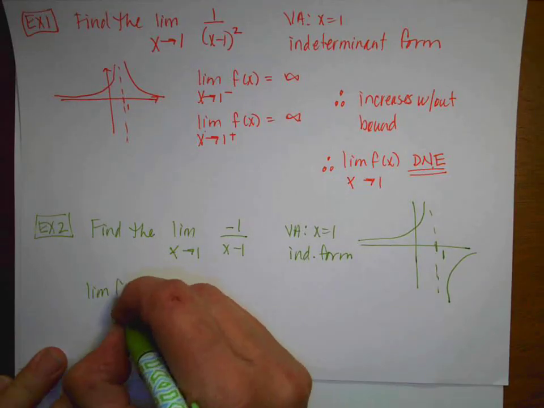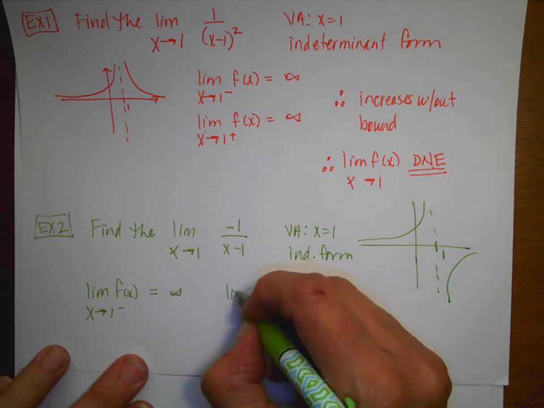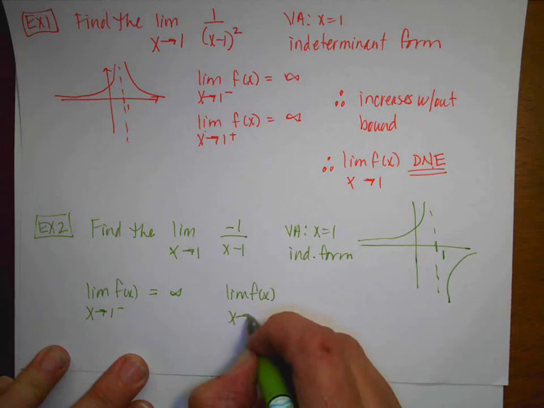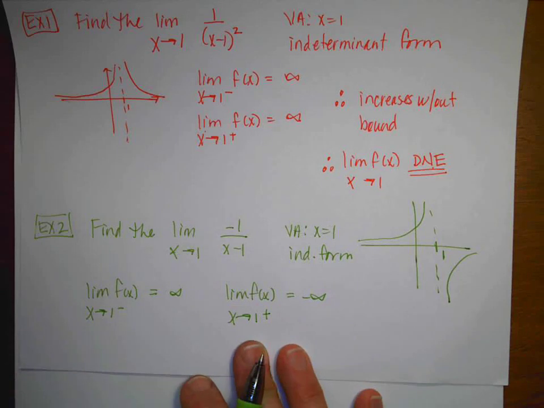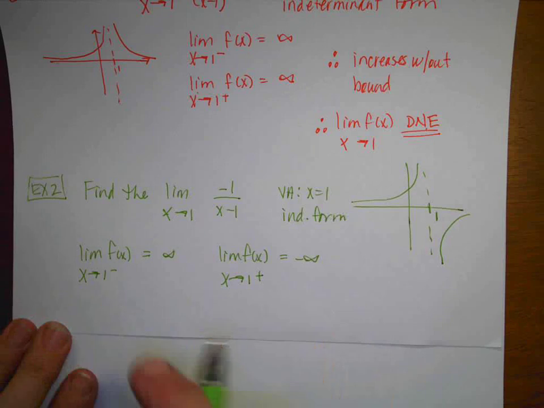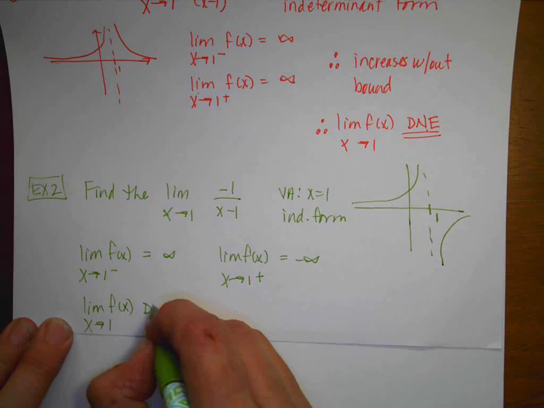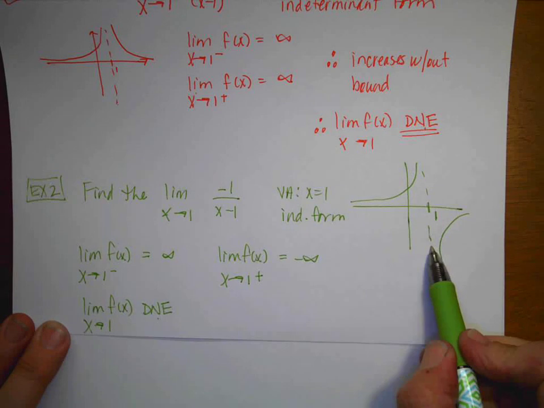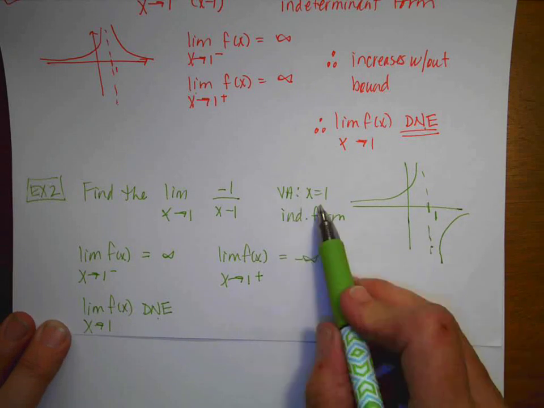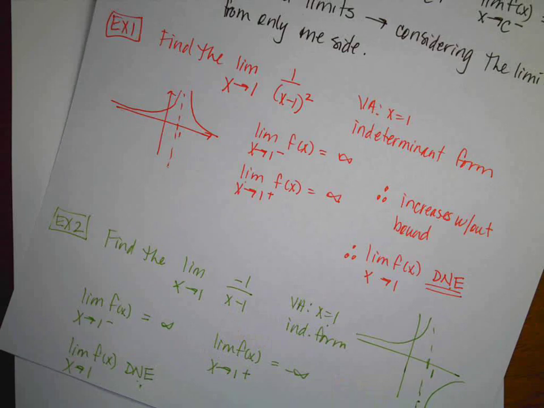And notice that the limit of the function as x approaches 1 from the left is positive infinity, and then the limit of the function as x approaches 1 from the right is negative infinity. Even from just the definition of a limit, the two limits don't agree, therefore we can say that the limit of the function as x approaches 1 does not exist. This also confirms that this particular function has an asymptote at x equals 1 because the limit did not exist.